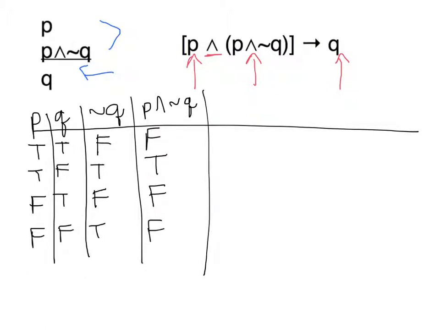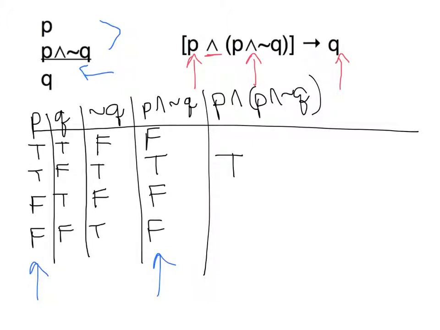Next, we need to look at the and sign in between the two premises. So we're going to look at P and P and not Q. This time we're looking at this column in comparison to this column. And again, we need them both to be true. Once more, the only time this occurs is in the second row. So we've got false, true, false, false one more time.